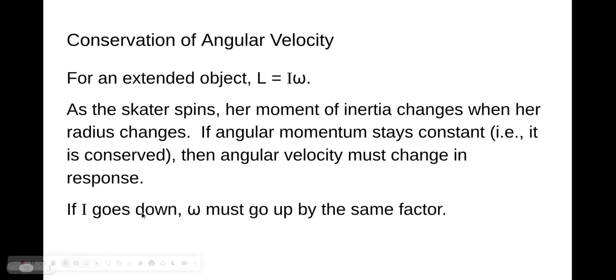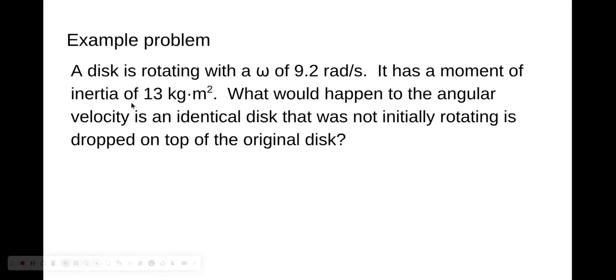Whatever factor I goes down, omega must go up by the same factor. Here's a typical AP example problem. They love to have disks that are rotating. This one has an angular velocity of 9.2 radians per second, and it gives us the moment of inertia, 13 kilogram meters squared. What would happen to the angular velocity if an identical disk that was not originally rotating is dropped on top of the original disk?